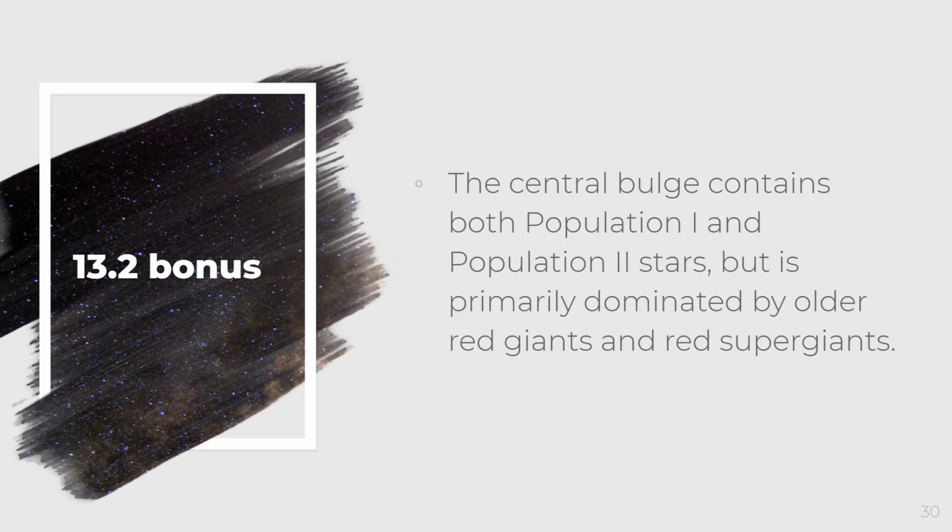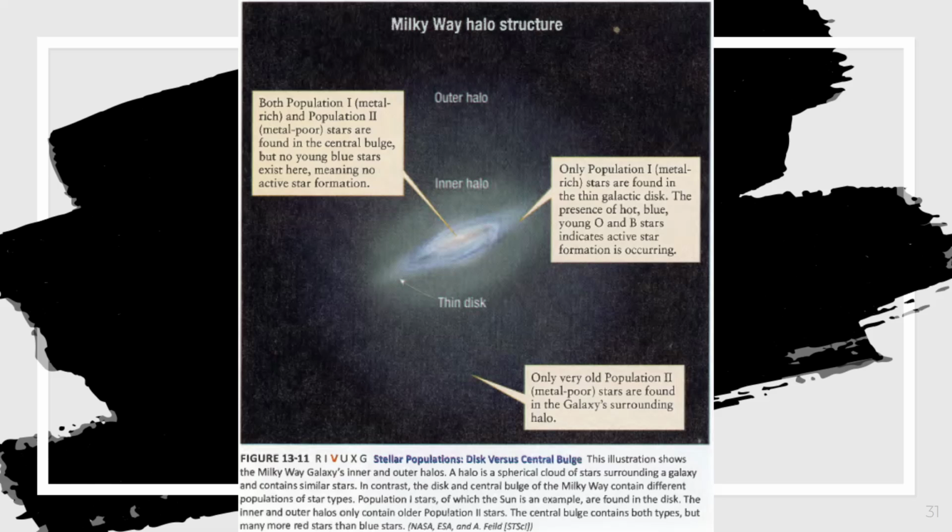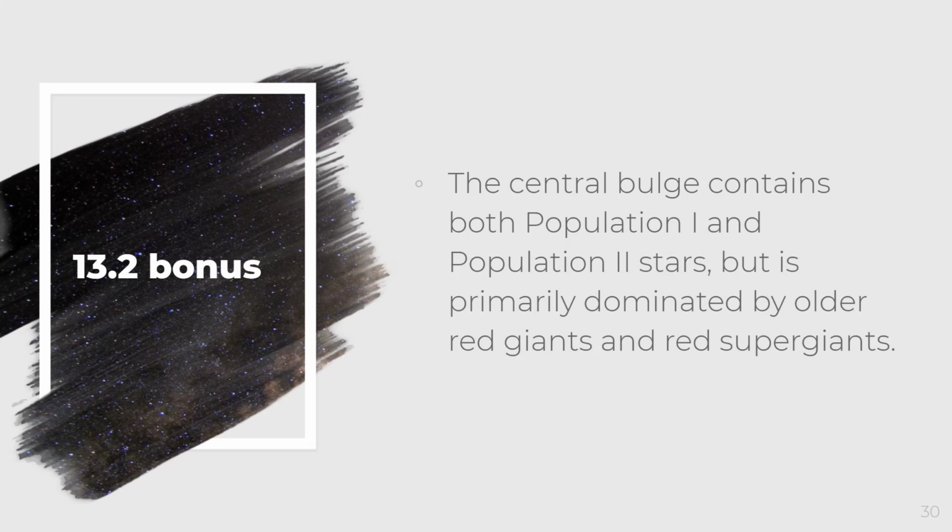If we look towards the center of our galaxy, the central bulge has both population 1 and 2 stars, but is primarily dominated by older red giants and supergiants. That actually kind of gives us the idea that the central bulge also isn't really making any new stars. It's mostly old red giants and red supergiants, not a lot of new stars, and not a lot of bright new stars, especially not blue ones.